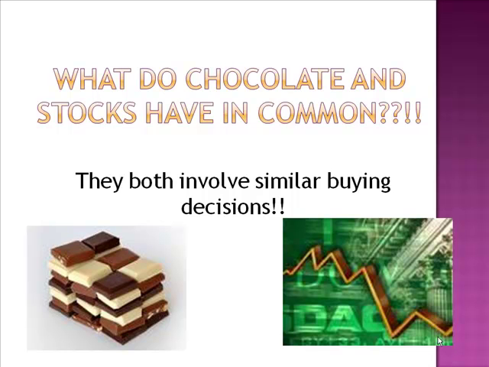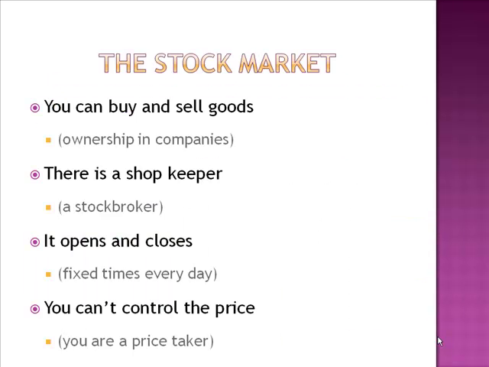Now, one of them, namely the stock, I would have to think more about and put more research into, but that is where the analogy would lie. And also, it must be noted that every single student that you have had, I'm sure, has had the experience of going into a shop and buying a bar of chocolate, and that's why I choose this particular one. So the stock market is a place that you can buy and sell goods, but in this case it's ownership of companies. There is a shopkeeper, but in this case it's called a stockbroker.